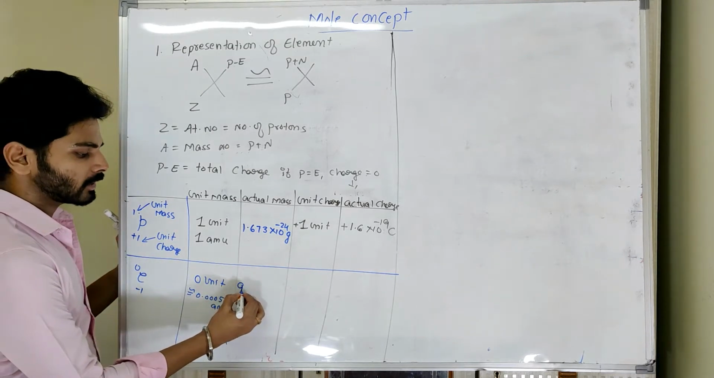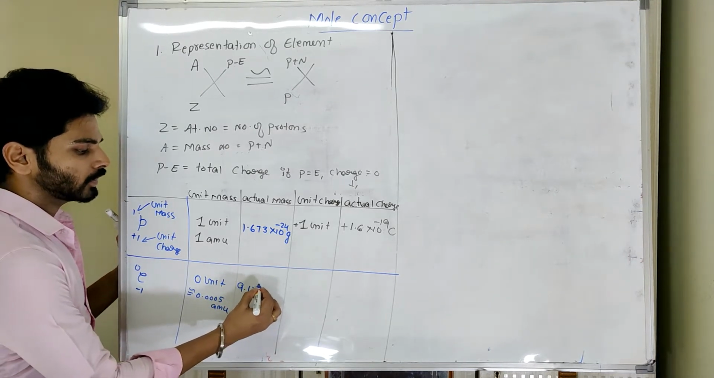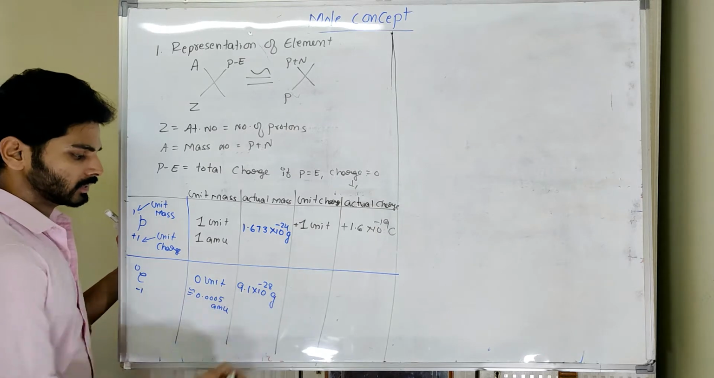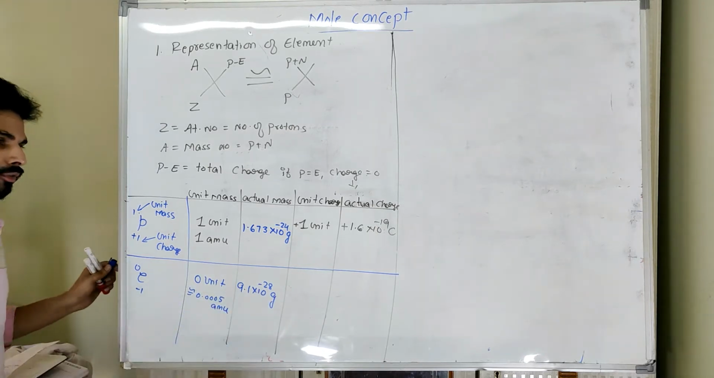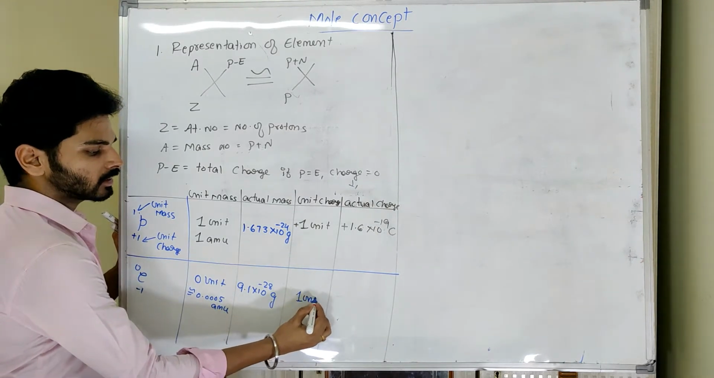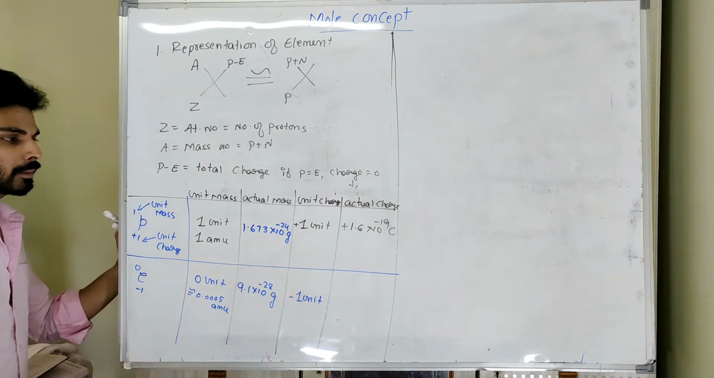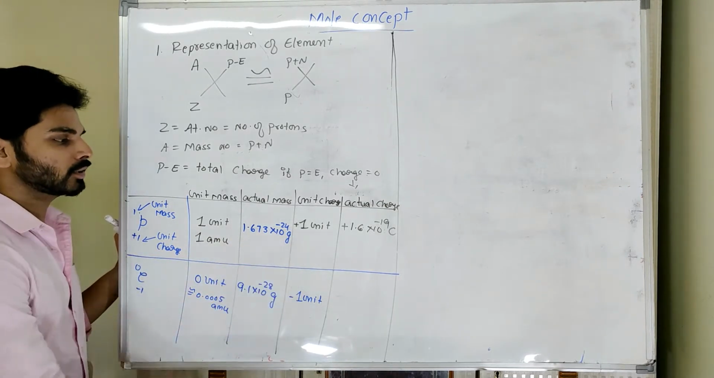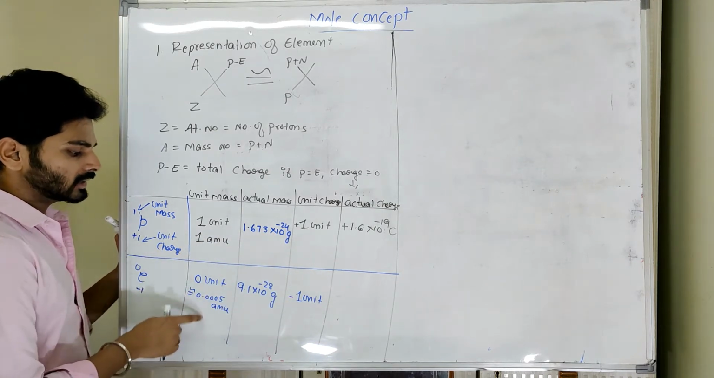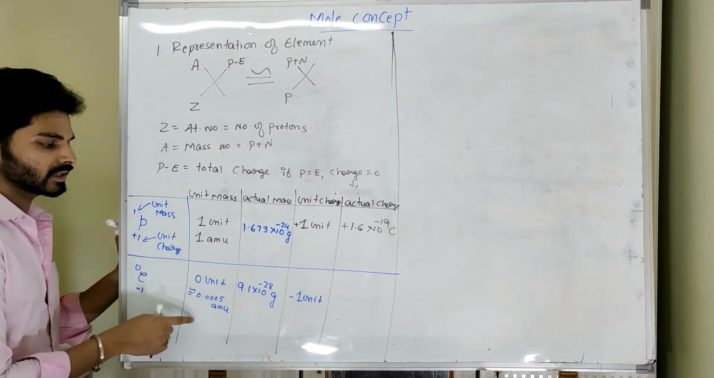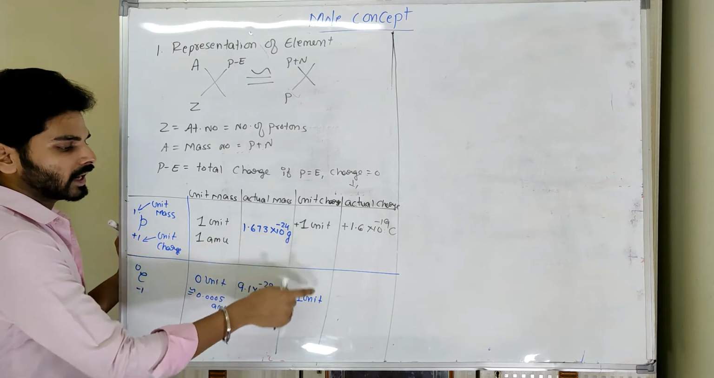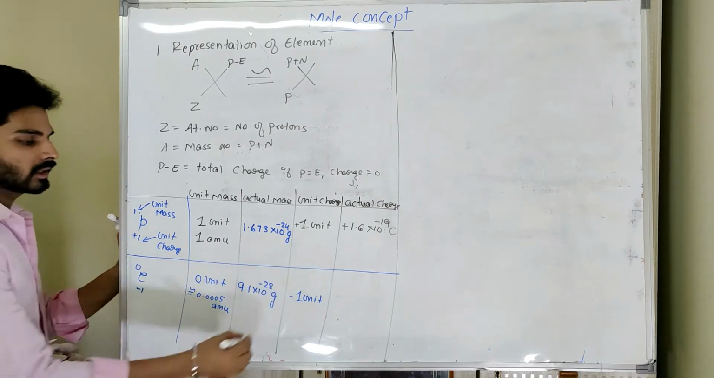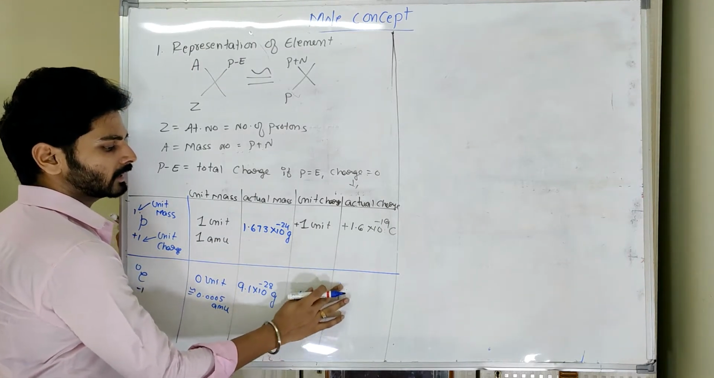But later it was calculated, and it came out to be 9.1 into 10 raised to minus 28 grams. So this is the actual mass of the electron. Now charge wise, again it is 1 unit charge but negative in sign. Magnitude wise, the charge is the same, though the mass is different. There is a huge difference in the mass, but charge wise both have the same charge, opposite in sign.